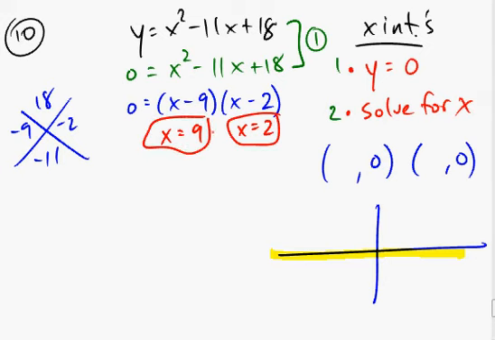Okay, so you solve this, you get 9 and 2, which means the x-intercepts are 9, 0, and 2, 0. Like that. That is B. Okay? Any questions? It was supposed to be C, like I said.